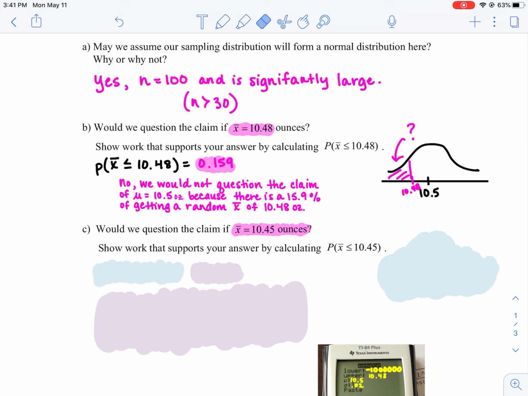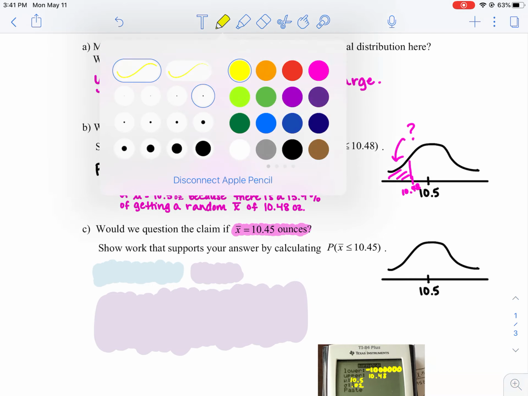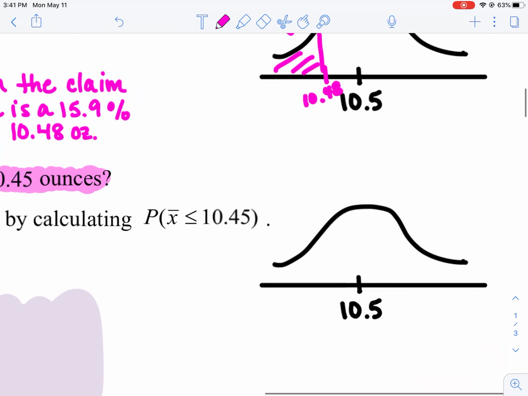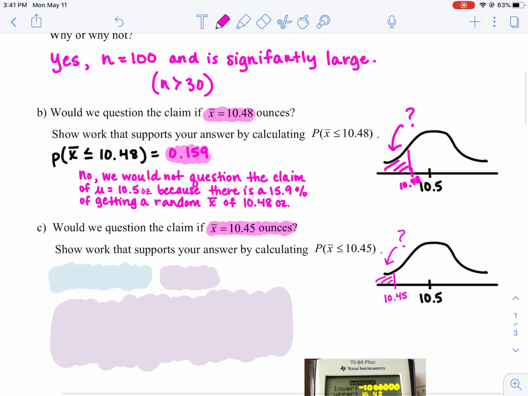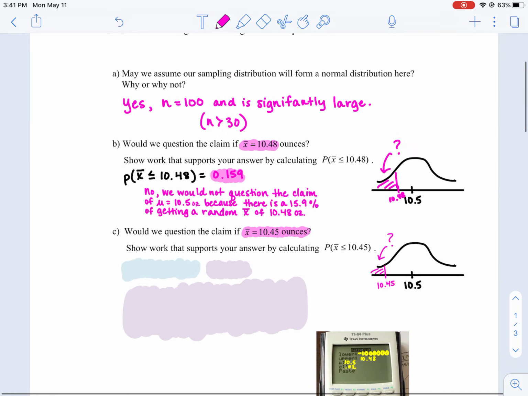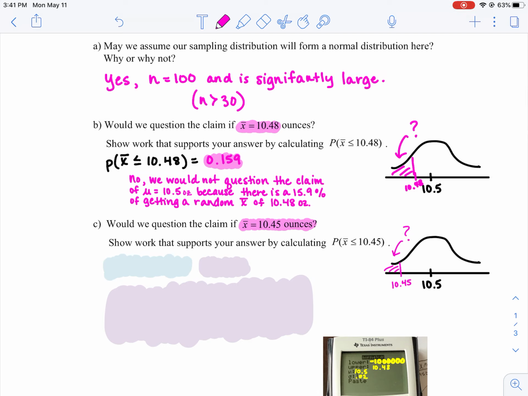The next question takes it down a notch. What if we got a sample mean of 10.45? So that's really even further less. So what is the probability of this happening? Would we question the claim? Why don't you go ahead and use your calculator to do that?